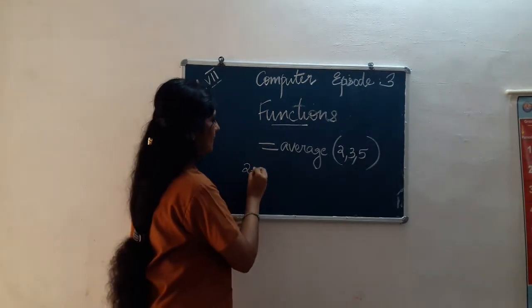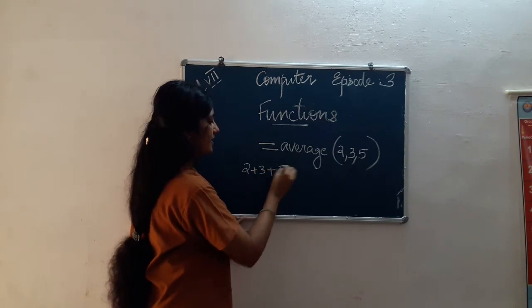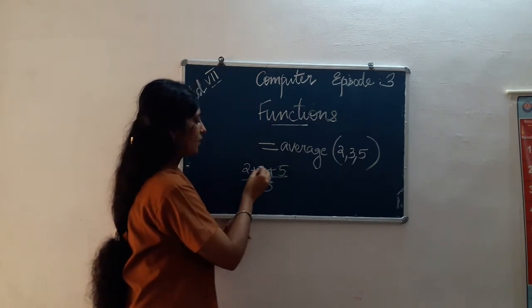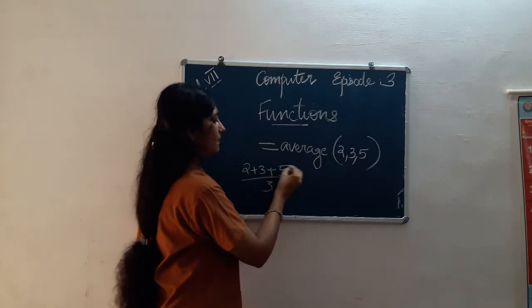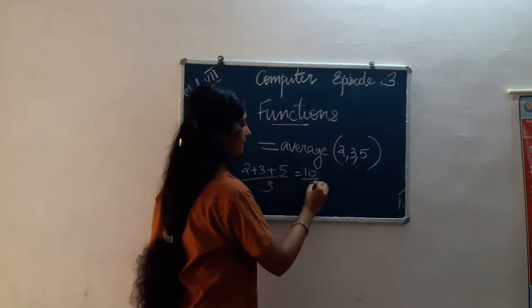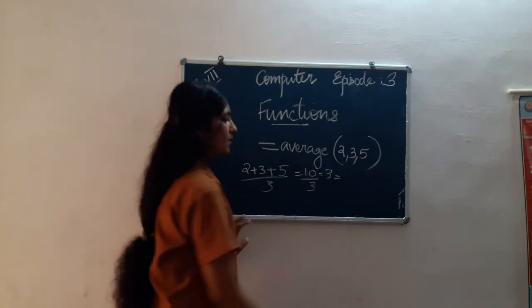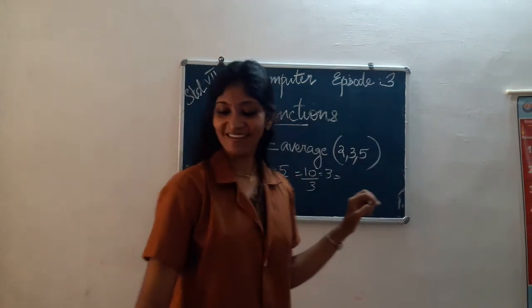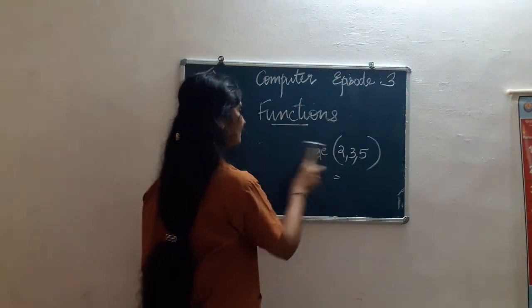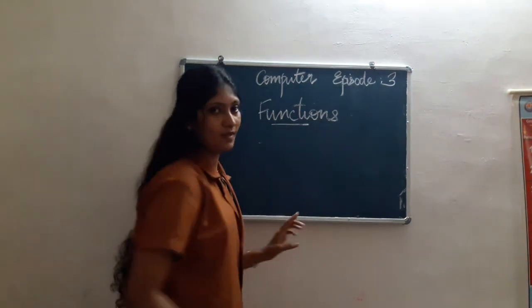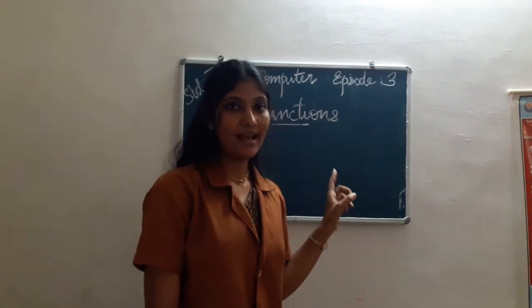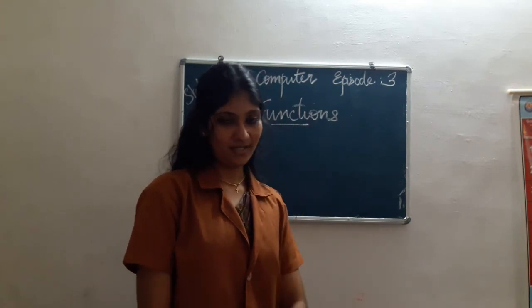How to calculate the average? 2 plus 3 is 5, 5 plus 5 is 10. 10 by 3 means 3 point something. Right? So here is the result. And so now we have functions, for example sum and average.